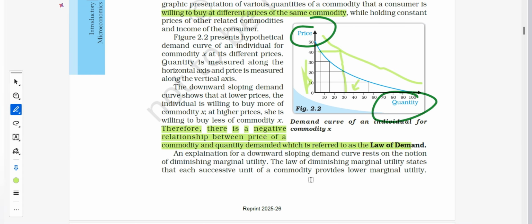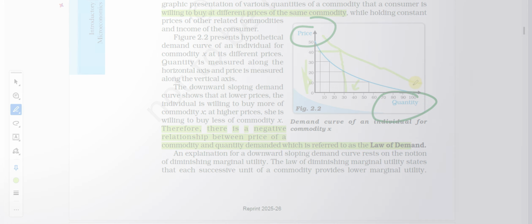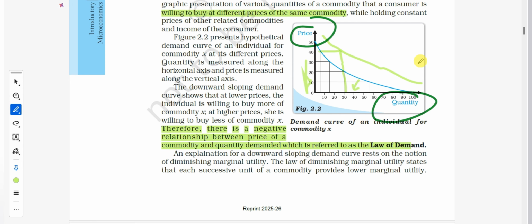Now I'll just sum it up once again. I'll sum up the law of DMU for you, and the law of demand as well. Due to the operation of the law of DMU, we see that with the increase in quantity, our willingness to possess more and more of that quantity falls, and that is why we pay less with more quantity. With more quantity, the price falls. So this is the prime reason.